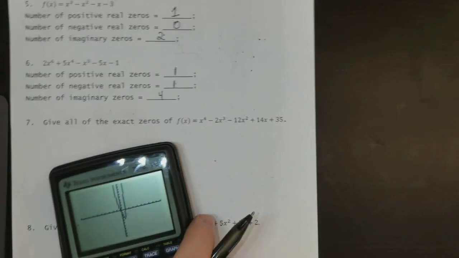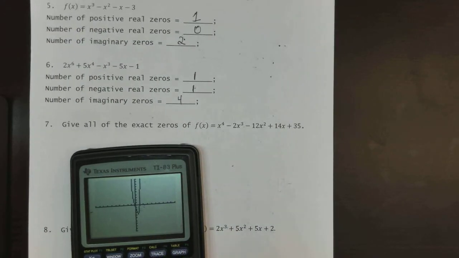Now number 7. We're going to start with a graph, give all the exact zeros. So we got to find some of them here. So I'm going to use x to the 4th. Let me clear this one. X to the 4th minus 2x to the 3rd minus 12x squared plus 14x plus 35. Let's graph it. Got 4 zeros here, and we're looking for the exact zeros here.